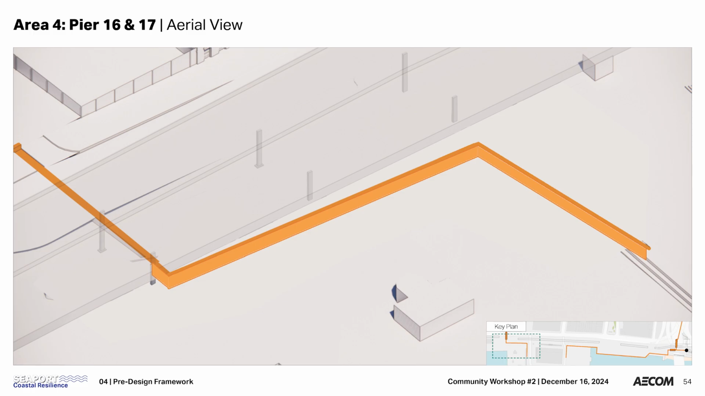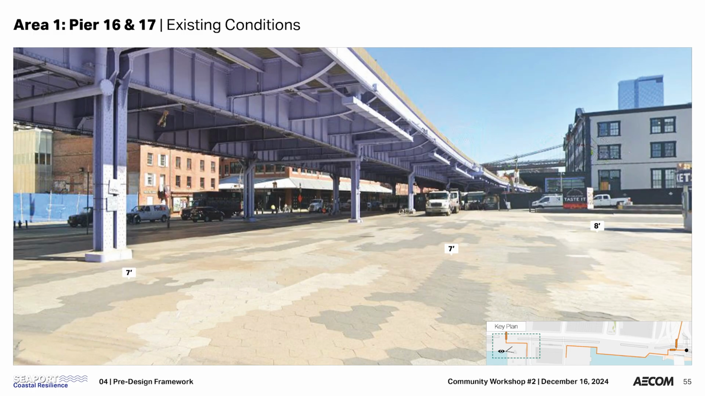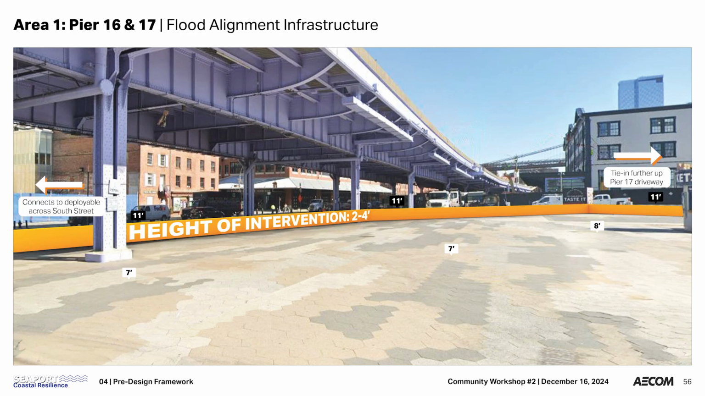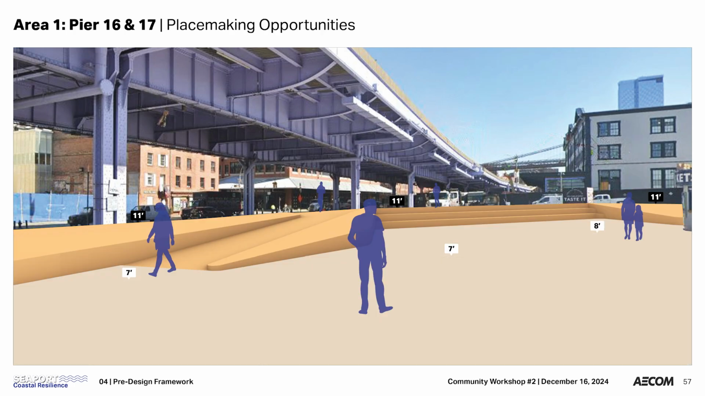Here is area 4, Pier 16, 17, raw infrastructure. Next slide, please. An existing condition of what that is today. How the infrastructure will affect this area. It's more or less between 2 and 4 feet. If you go back, thank you. And what we're doing, we anticipate a lot of programming opportunities, a lot of places for gathering. The Seaport waterfront is highly active.